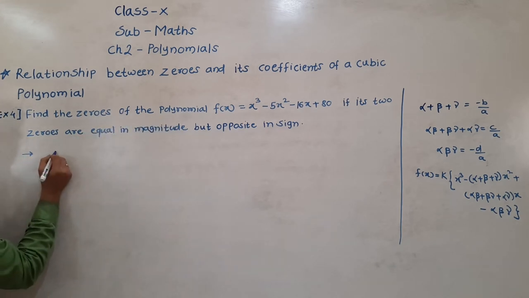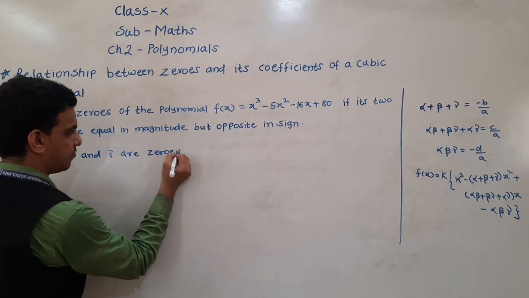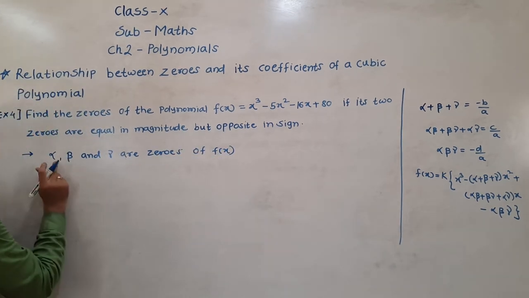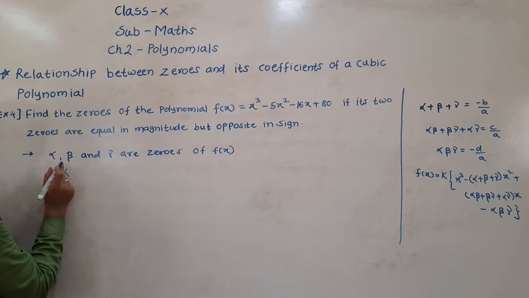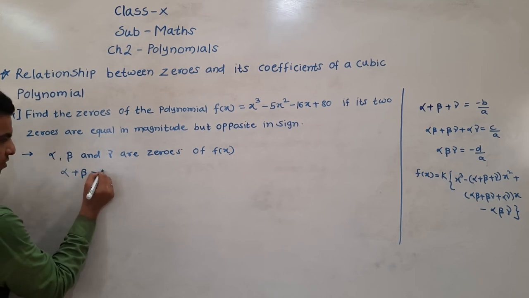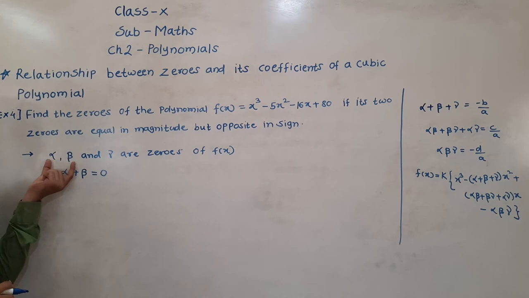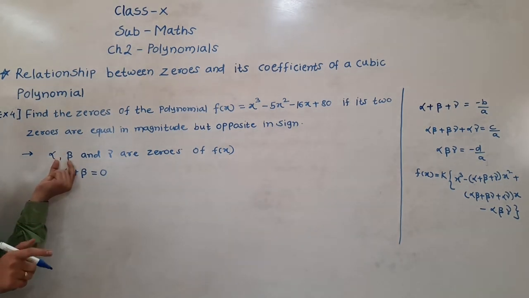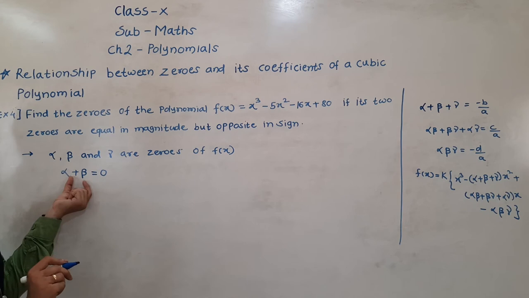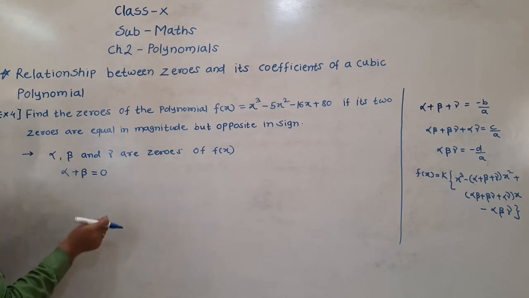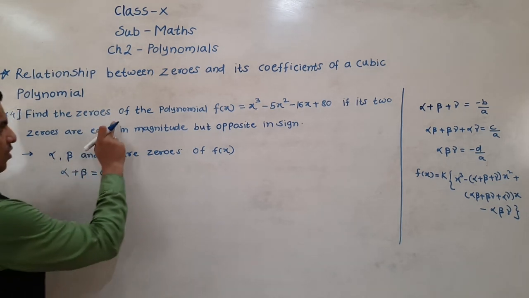We are considering alpha, beta, and gamma as zeros of f(x). Okay, but here alpha and beta are equal in magnitude, means alpha plus beta we can take as 0, means the value of beta is minus alpha. Okay, because both are equal in magnitude, the value of beta we can take as minus alpha. Okay, so alpha plus beta is equal to 0, both are equal in magnitude but opposite in sign, so alpha plus beta is 0. Okay, so this is given and we have to find all three zeros.